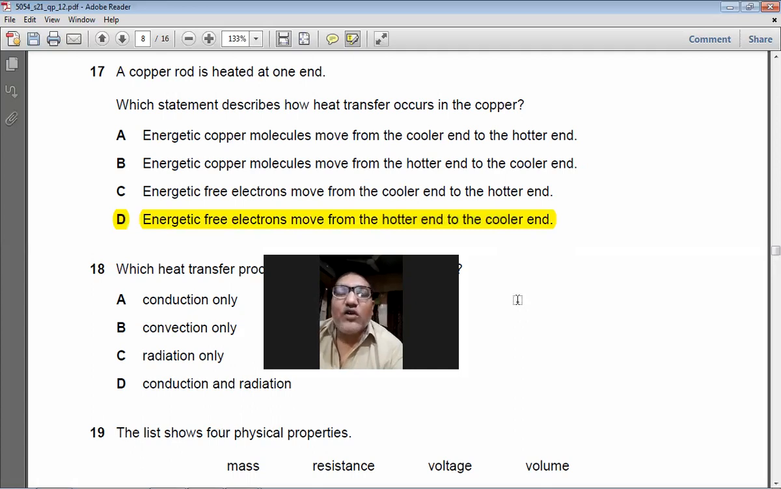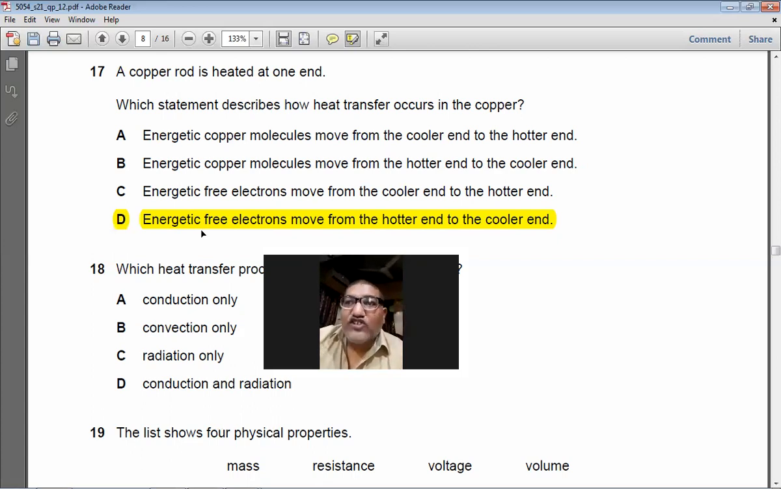So I think question number 17, D is the right option. Question number 17, D is the right option, and I hope that you have also understood this. So question number 17, sir, D is the right option.